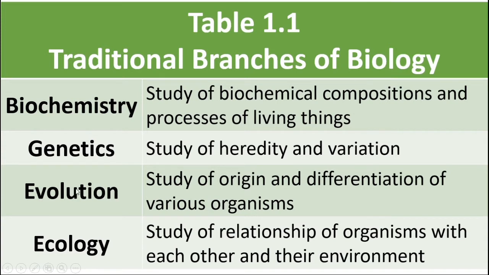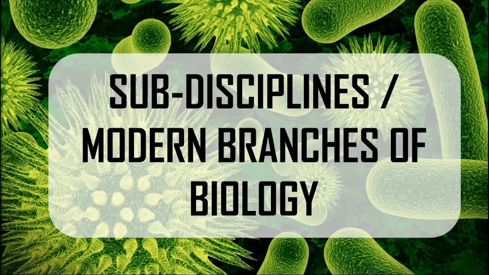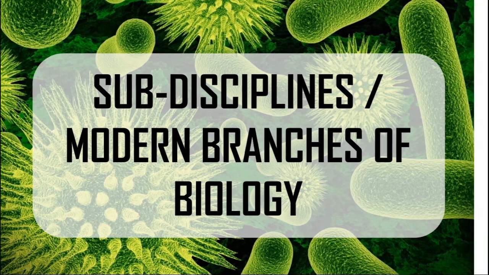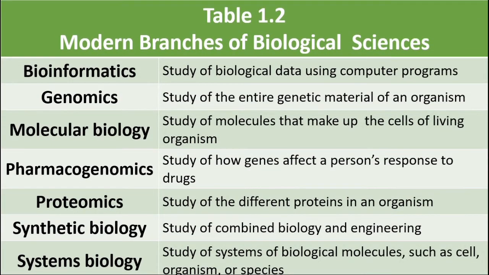And we have evolution, which is the study of origin and differentiation of various organisms. Ecology, the study of relationship of organisms with each other and their environment. And from these traditional branches of biology, because of the emergence and advancement of technology that we have, dyan na nag-arise na yung tinatawag natin na subdisciplines or what we call modern branches of biology. Okay, and here we have Table 1-2 showing the different modern branches of biology or biological sciences.